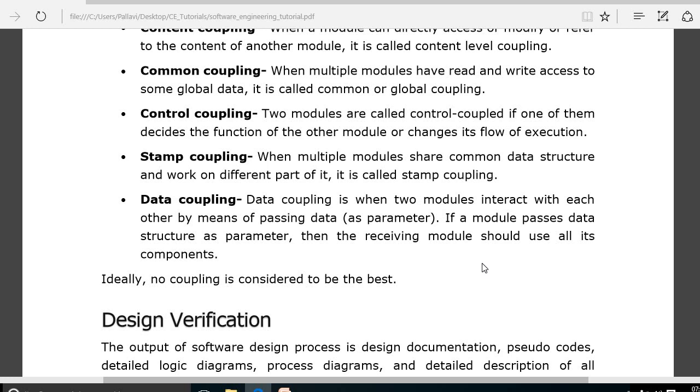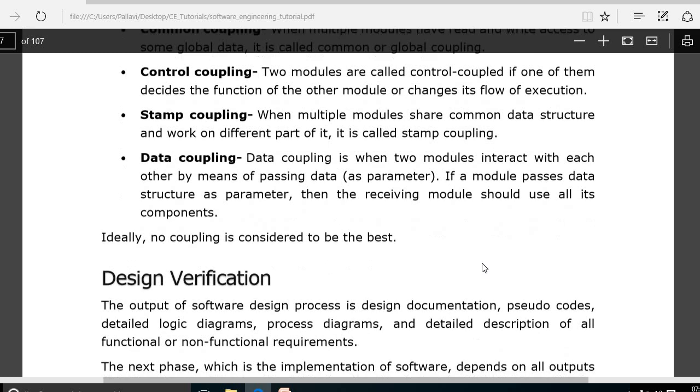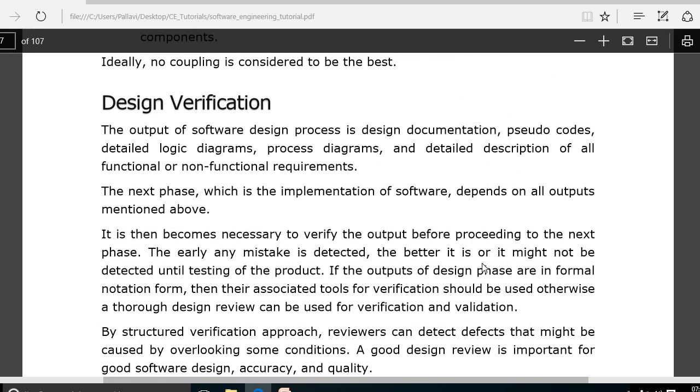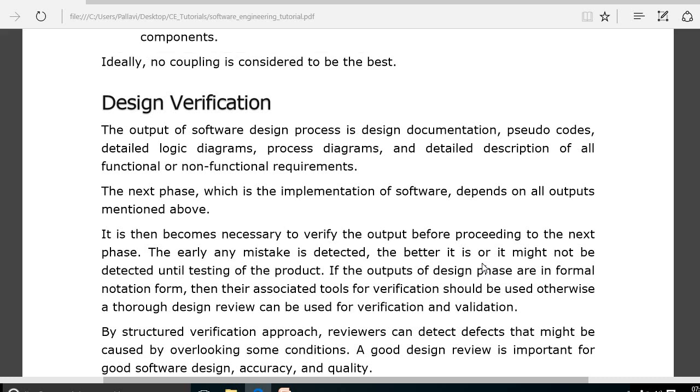Now, if we see the design verifications, the output of the software design process is design documentation, pseudocodes, detailed logic diagrams, process diagrams, and detailed description of functional and non-functional requirements. So the next phase, which is the implementation of software, depends on the output mentioned above.